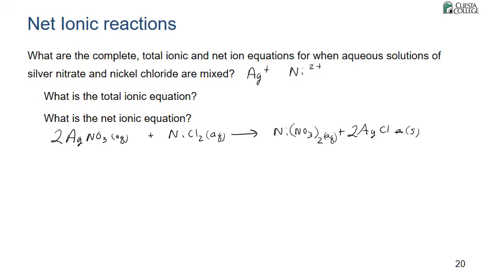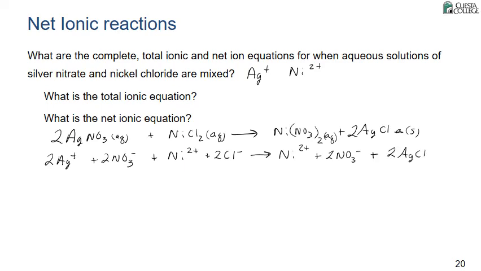For the total ionic equation, everything on the reactant side will be in ions. 2 Ag plus, 2 nitrates, 1 nickel 2 plus, 2 chlorides. That'll form a nickel 2 plus, 2 nitrates, and the silver chloride, since it's a solid, would stay together as 2 AgCl.